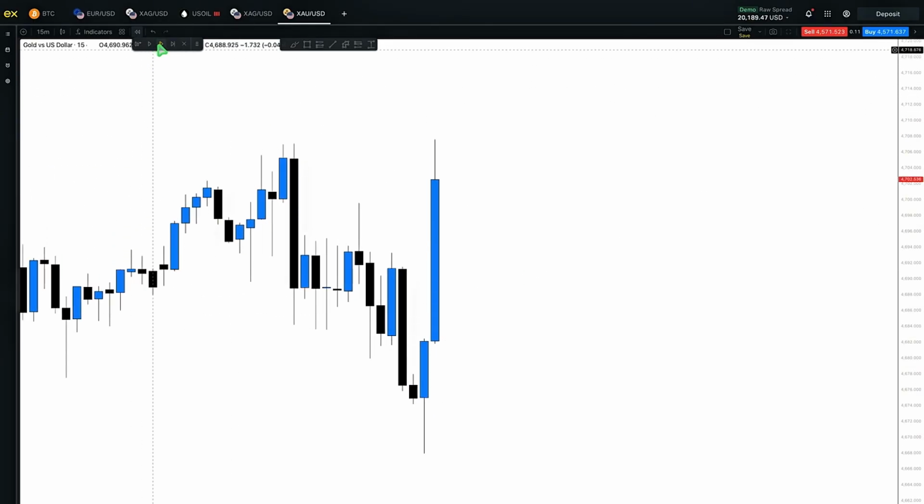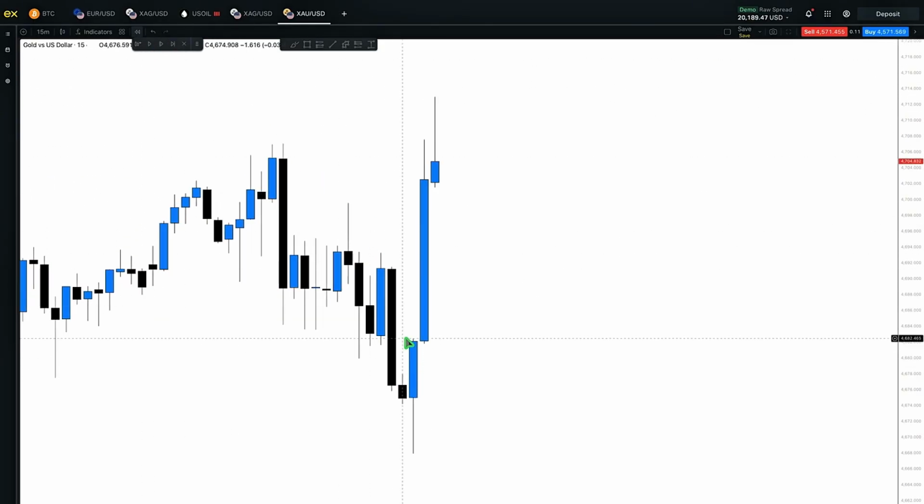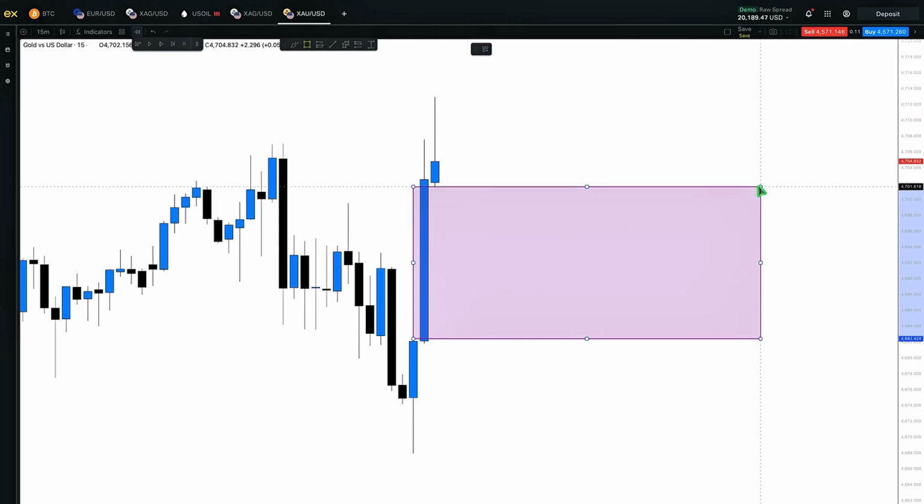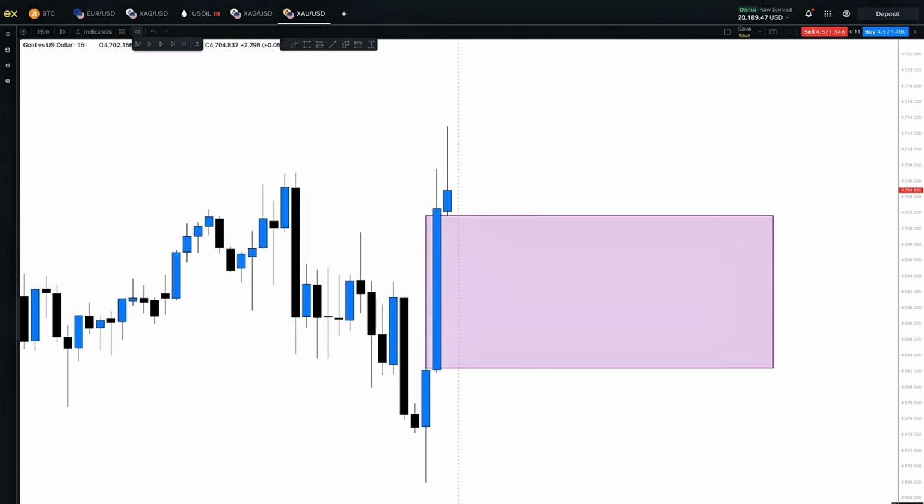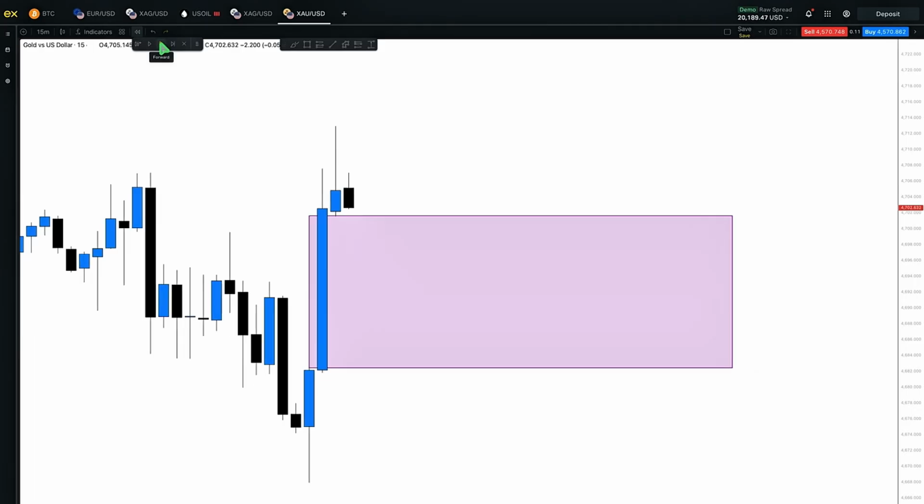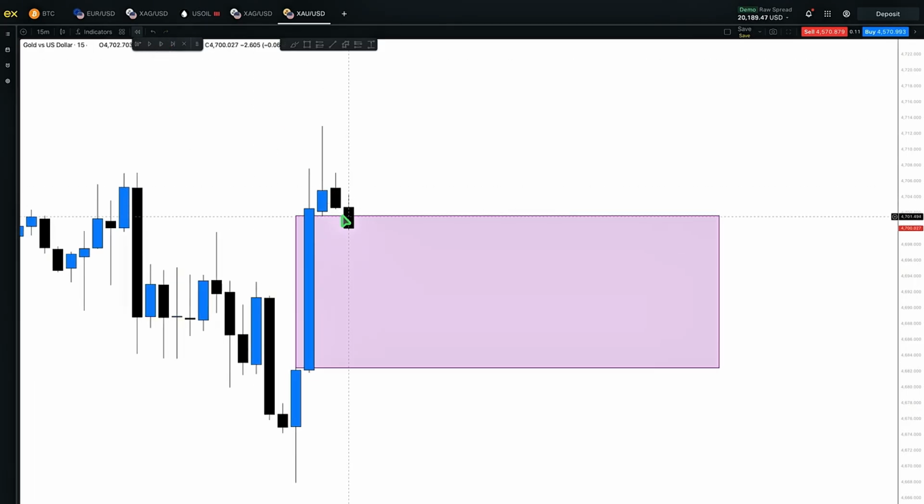Price of gold is going up, and here you can see we got this fair value gap, the gap between the top of this candle and the bottom of that candle. This is your fair value gap. Now we will look for the price to come down and retest this fair value gap twice. So let's see if it gives us two retests of this fair value gap. Here you can see this is the first retest of this fair value gap.